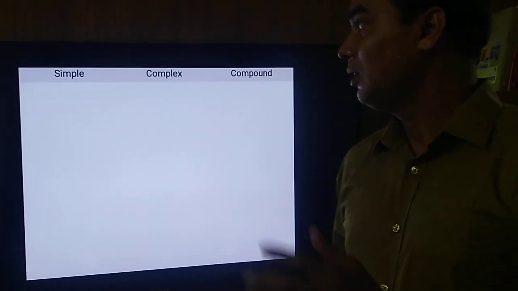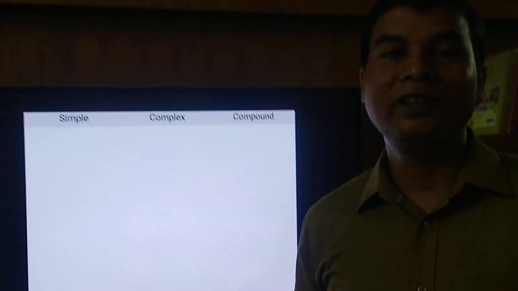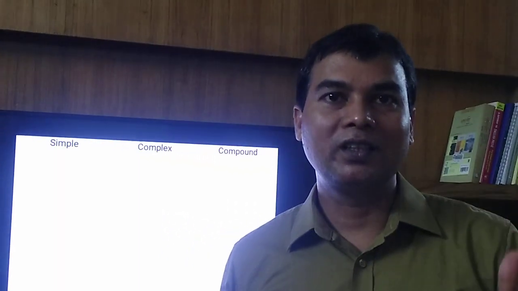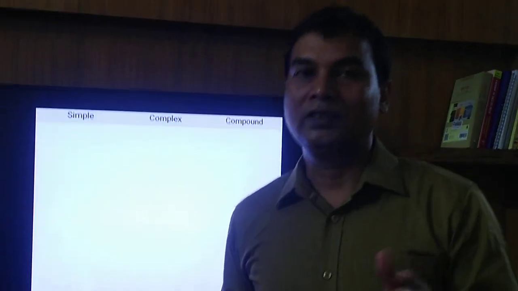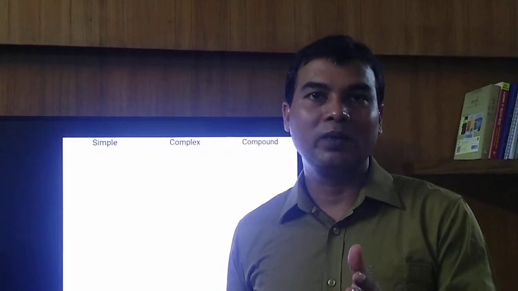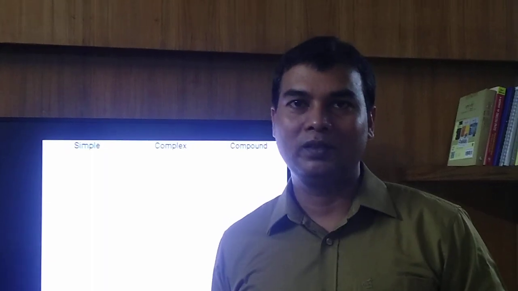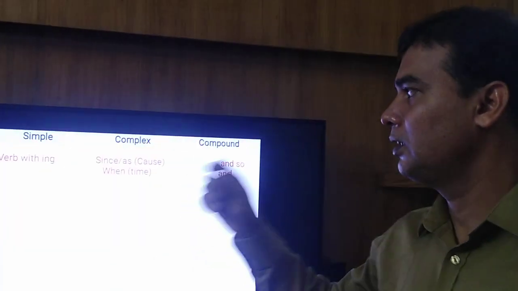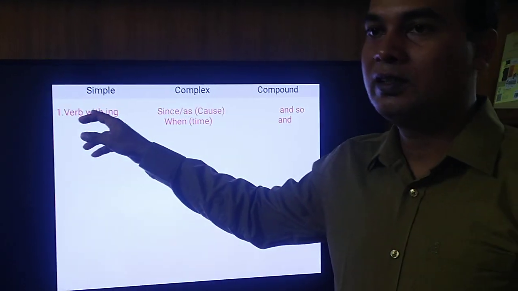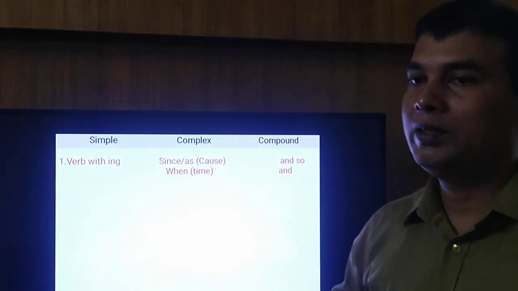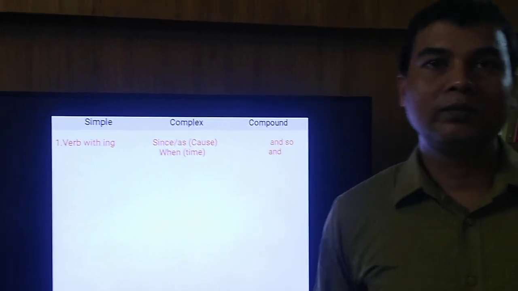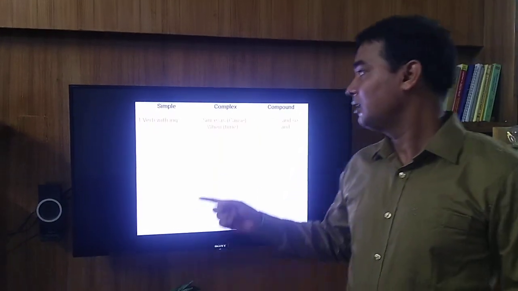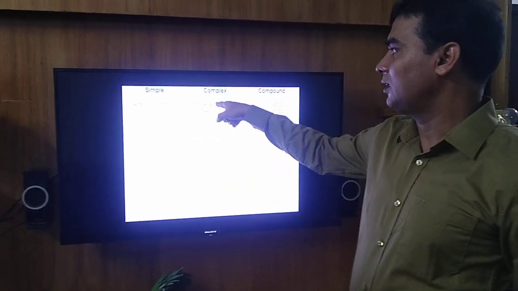Now I will show you the technique of transforming sentences, I mean simple to complex and then to compound. Okay, this is the first technique. Simple sentence, verb with ing. I mean, if you find in a simple sentence having a verb with ing, then you can follow this technique.